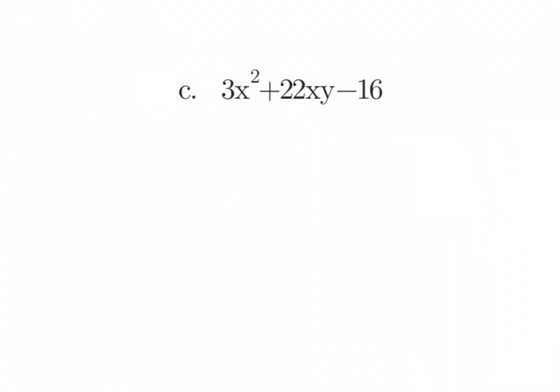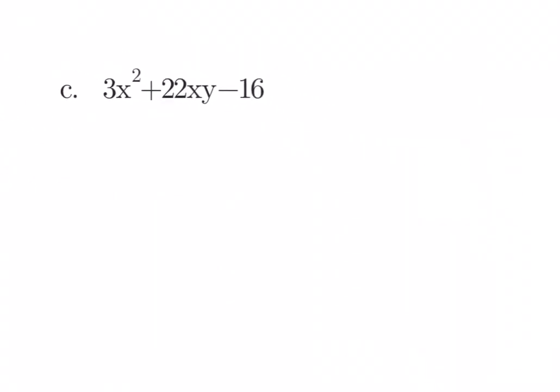All right, last one for this level. Let's look at example C. All right, my prime is the 3. So I know that my firsts are going to be x and 3x. Okay, things that multiply to 16. We have 1 and 16, 2 and 8, 4 and 4.